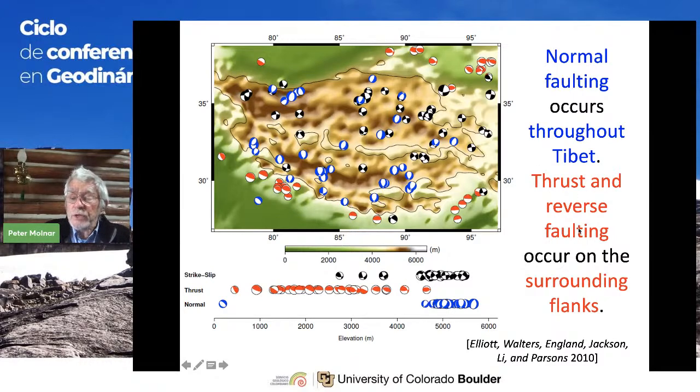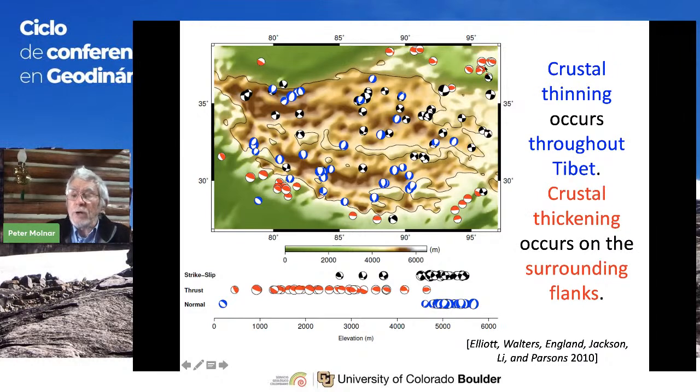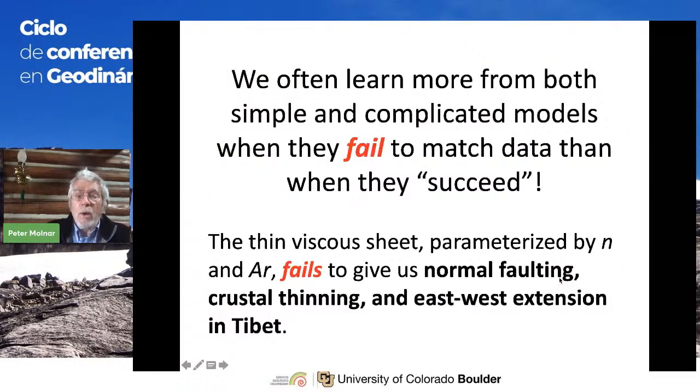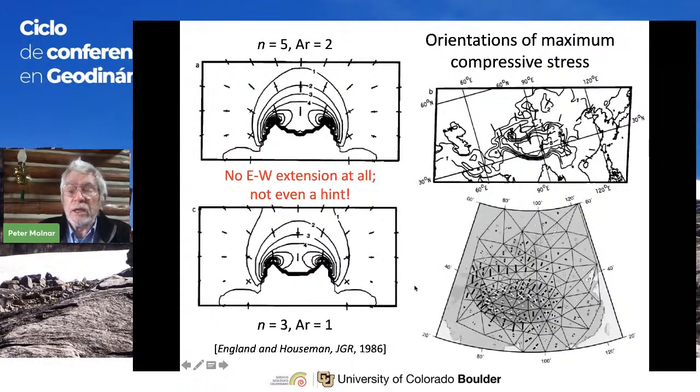Thrust faulting occurs on the surrounding flanks. Thrust faulting in the Himalaya, thrust faulting up here, Qilianshan, and out here just north of the Kunlun. And crustal thinning occurs throughout Tibet because normal faulting requires crustal thinning. Crustal thickening occurs on the surrounding flanks. Well, the thin viscous sheet parameterized by n and the Argand number alone fails to give us normal faulting, crustal thinning, and east-west extension. It simply doesn't give us this.